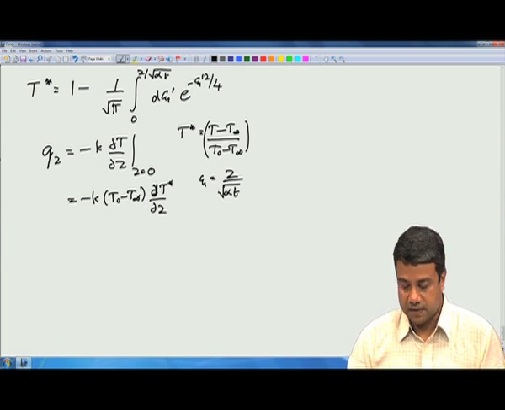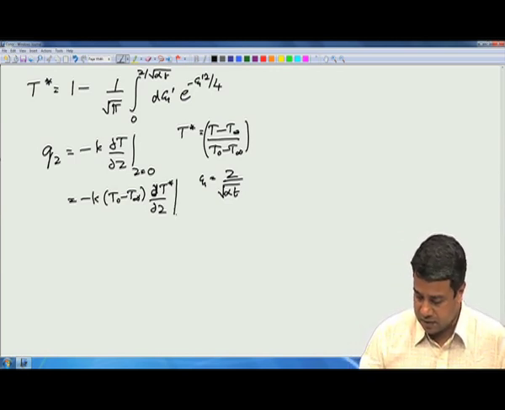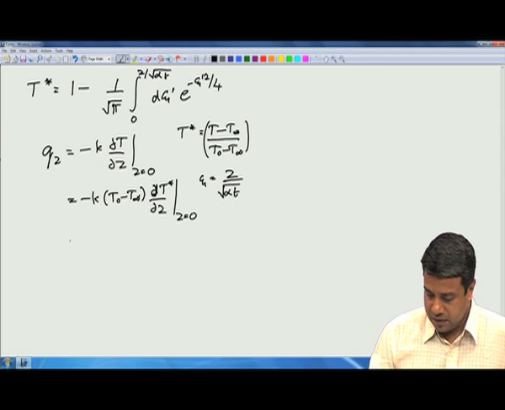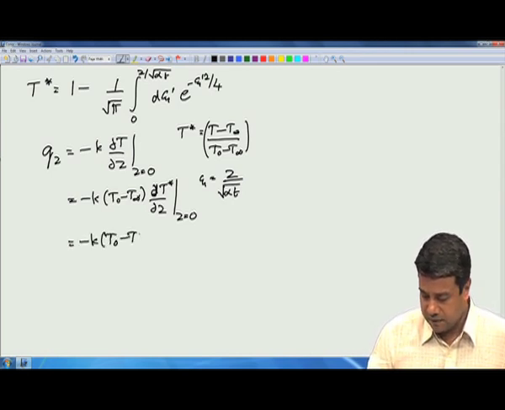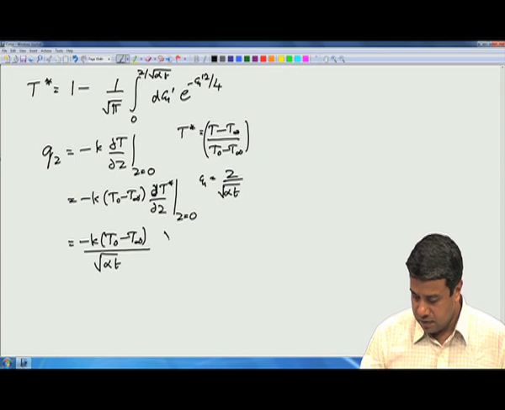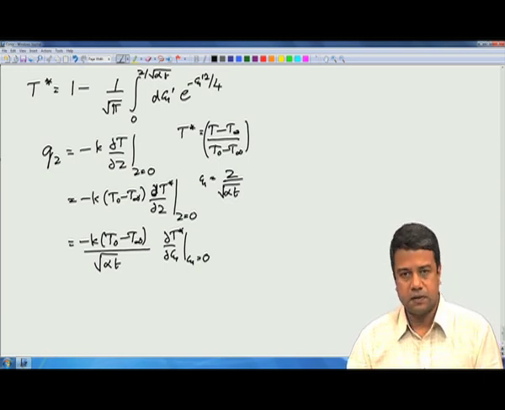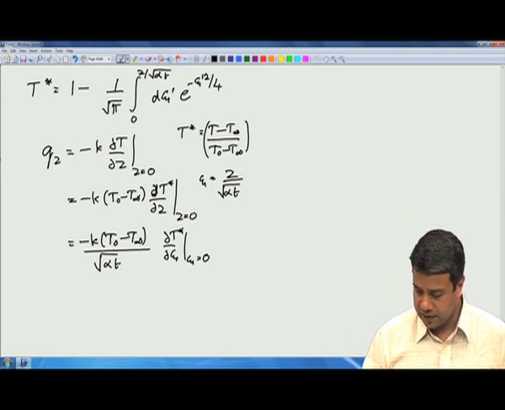So, if I use that substitution, at z equals 0, I can write this as minus k into T naught minus T infinity by root of alpha t, partial T star by partial psi at psi is equal to 0. Because when I take the derivative with respect to psi, I just get one factor of 1 over root alpha t coming out.